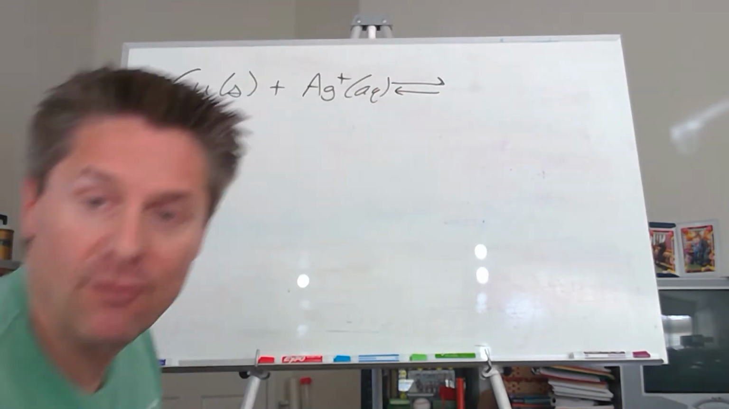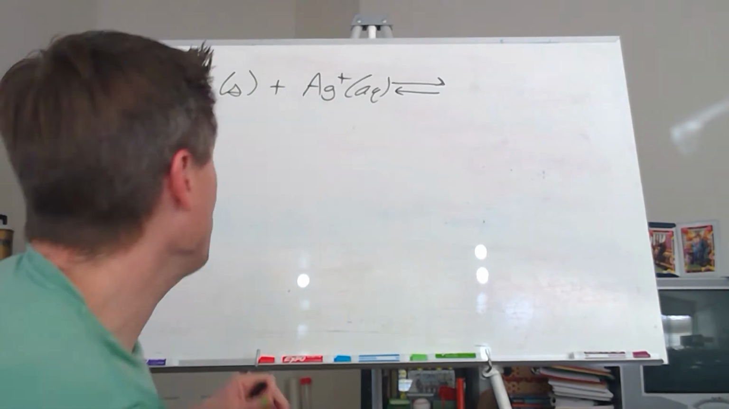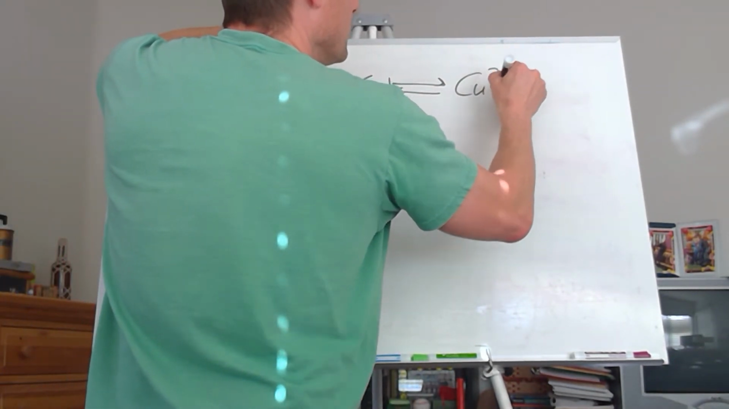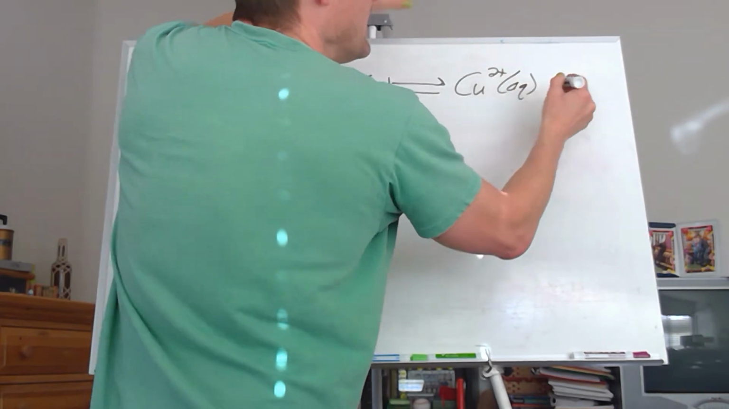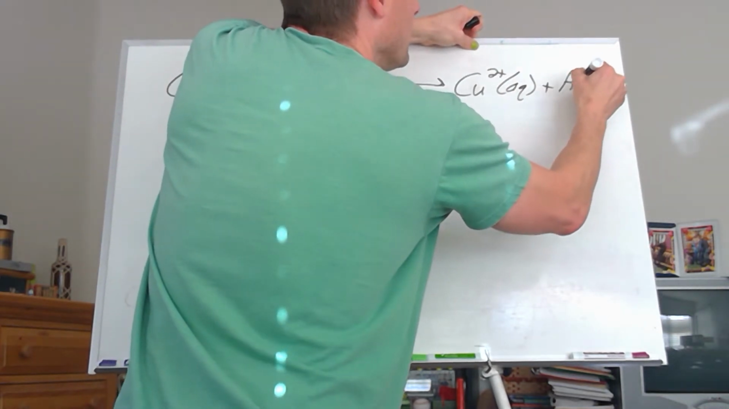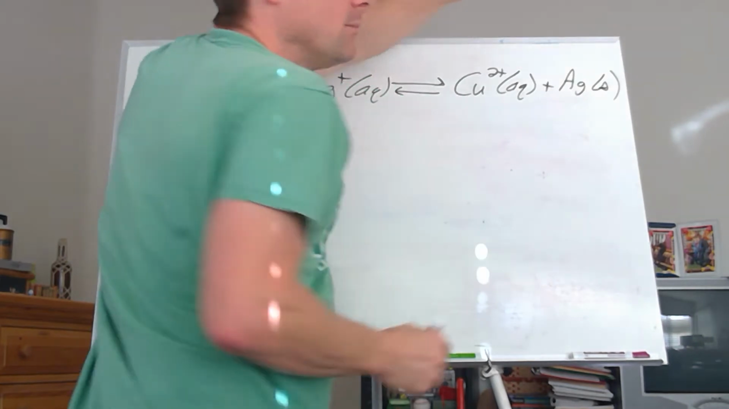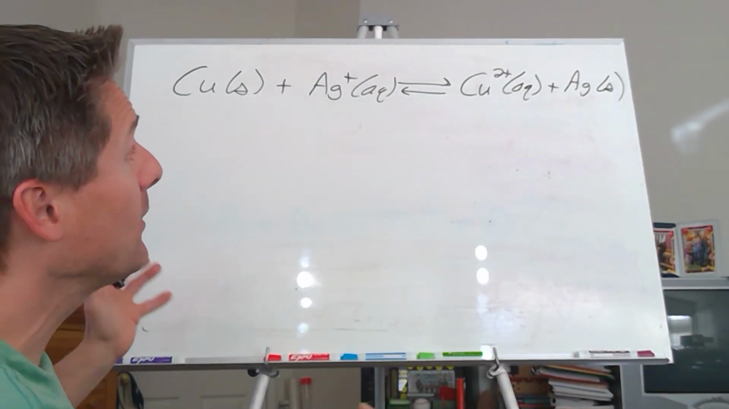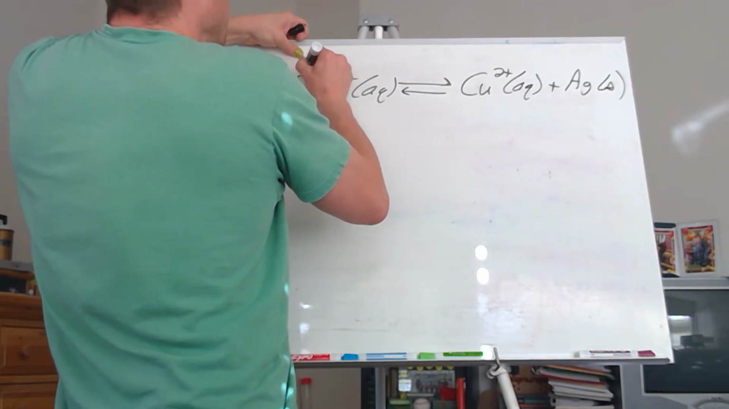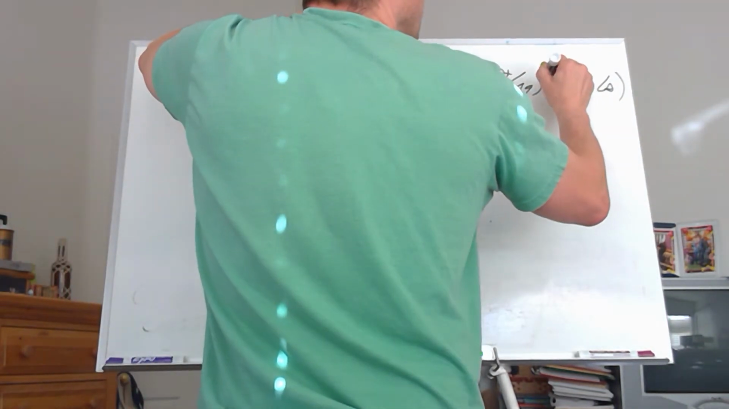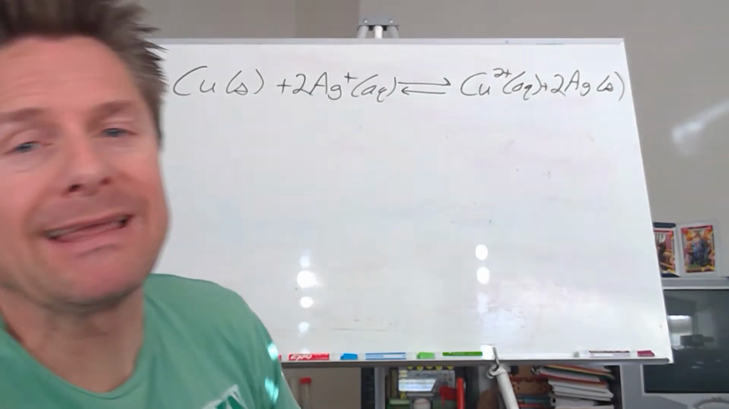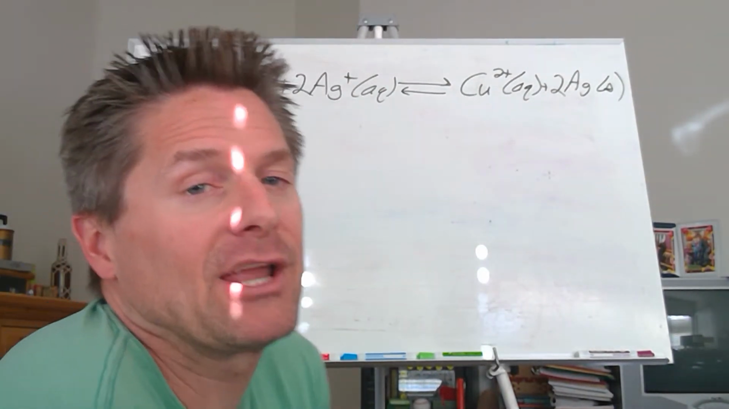Let's say we have a reversible reaction, and the copper solid becomes copper plus 2, and then the silver becomes a solid. So this is a type of redox reaction, right? And then if this is balanced, you'll end up seeing a 2 here and a 2 there. So if that's balanced properly, this will be the overall balanced net ionic equation for that.